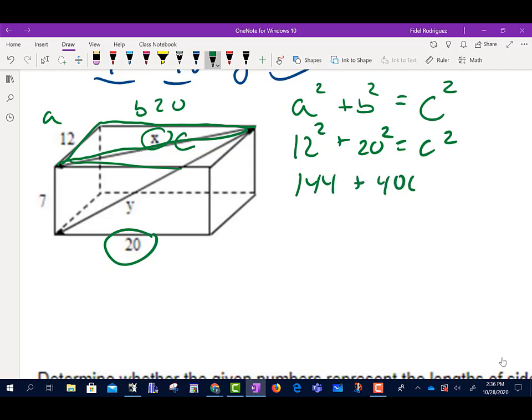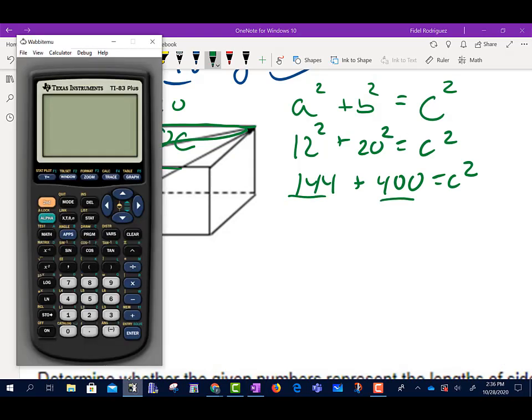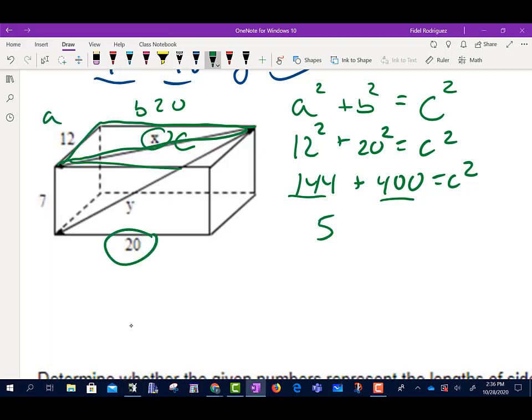20 squared is 400, equals C squared. So if we add these together, we should get 144 plus 400. And I'm coming up with 544 is equal to C squared. And now we need to take the square root of it.